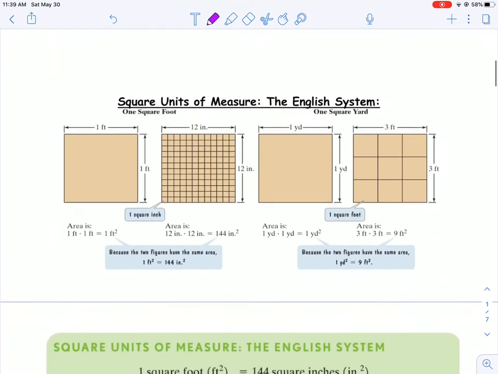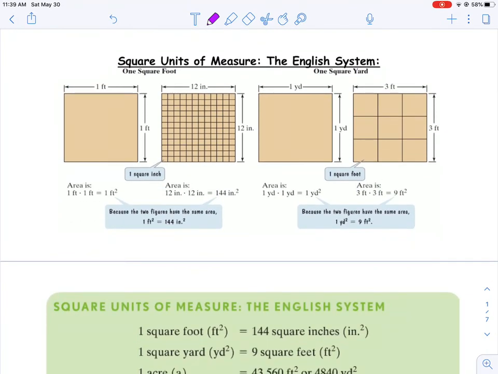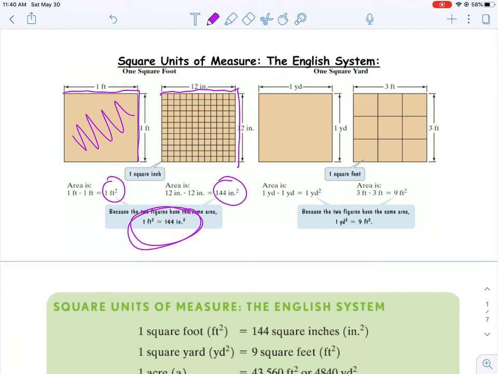What happens though if we want to convert within the English system and we're talking about area? Well, if this is a 1 foot by 1 foot square, then isn't the area 1 square foot? But if this is a 12 inch by 12 inch, same thing as 1 foot, then really the area is 144 square inches. Same area. So that means for every 1 square foot, there's actually 144 square inches. We might need to use that conversion later on if we're converting from square feet to square inches or vice versa.